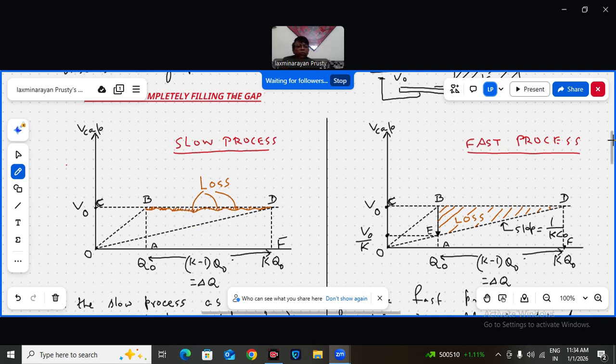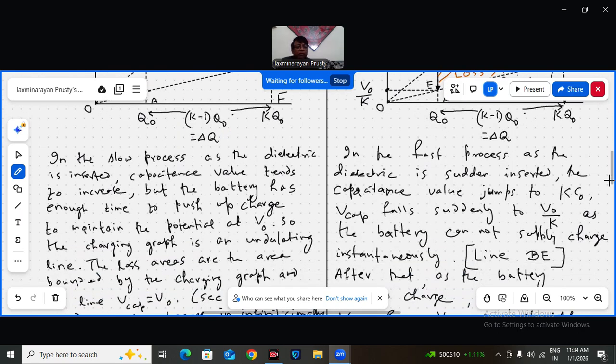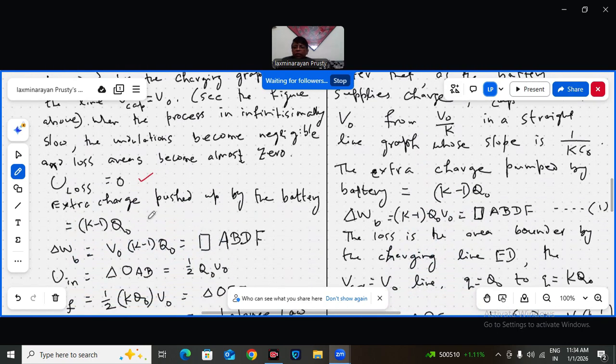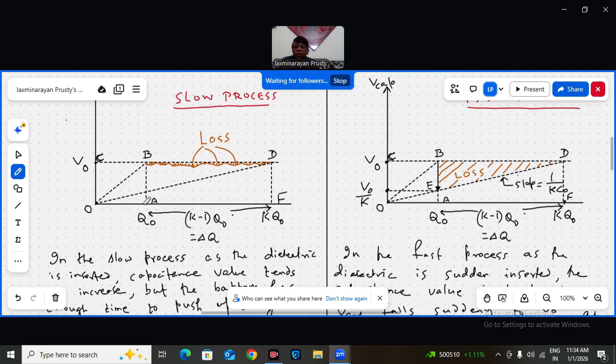Now you go to the battery work done. The extra charge pushed by the battery: the initial charge is Q0, and the final charge is KQ0. Since CV0 is the charge, C0 V0 is Q0, so K times C0 into V0, that is KQ0, is the final charge. So what is the extra charge pushed by the battery? This (K minus 1) Q0 is the extra charge pushed by the battery. That is delta Q.